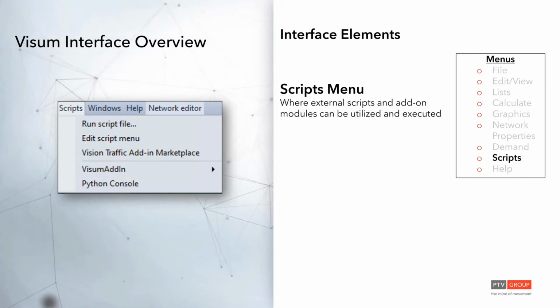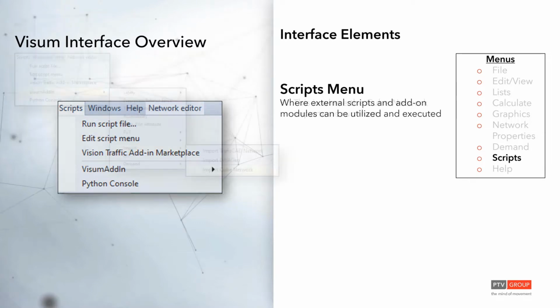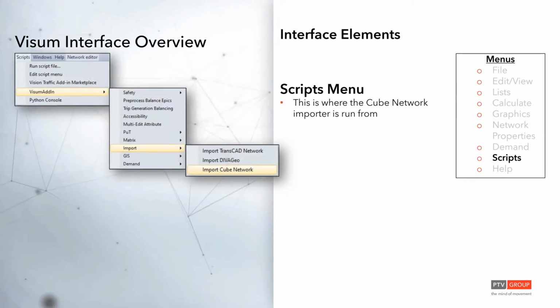And then we have the script menu. This is where you can write all kinds of custom scripts. You can do custom imports, things like that from the script menu. For example, this is where if you look at some of the Visum add-ins, we have custom importers that were written for TransCAD, DivaGeo, and we have the Cube Network import as well.